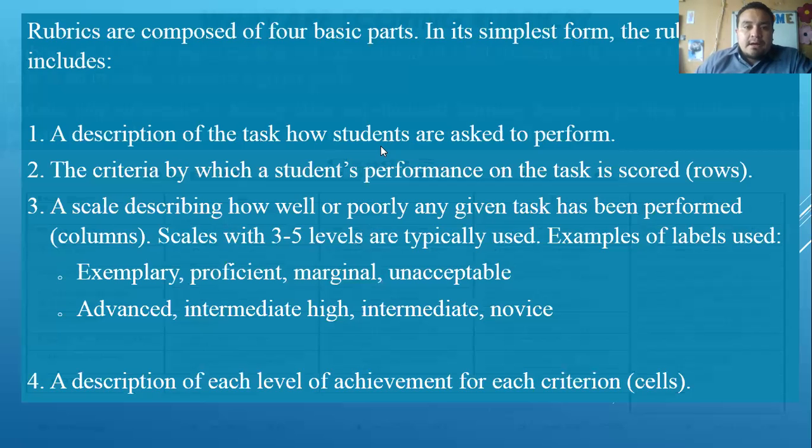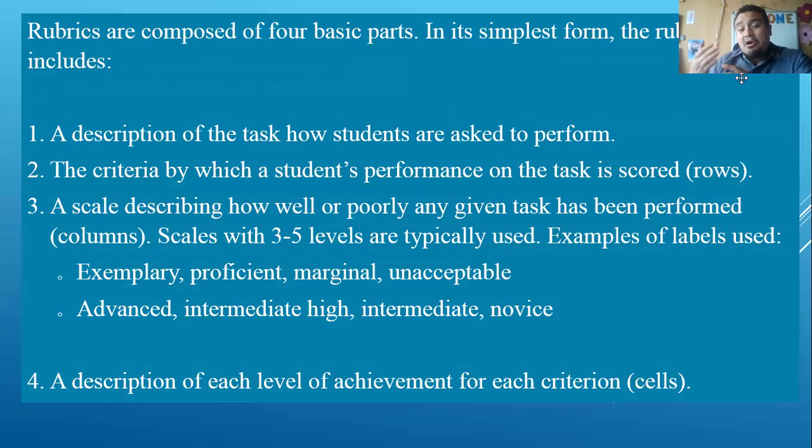Now, I would like to explain how rubrics are composed. Rubrics are composed of 4 basic parts. In its simplest form, the rubric includes a description of the task, how students are asked to perform, and the criteria by which a student's performance on the task is scored. This is usually presented in rows.